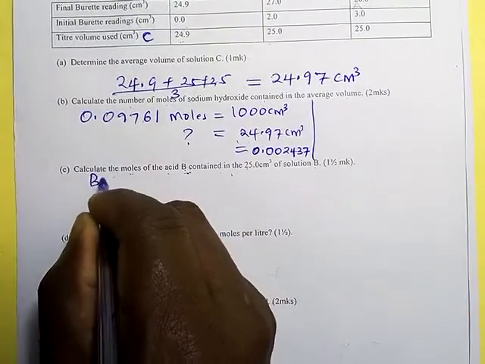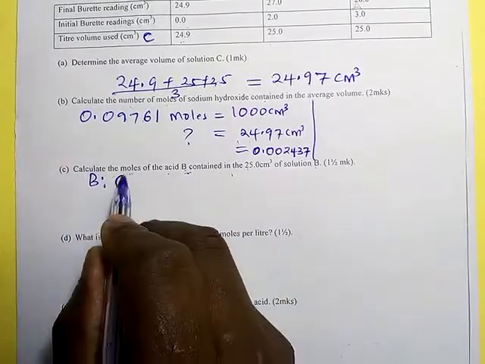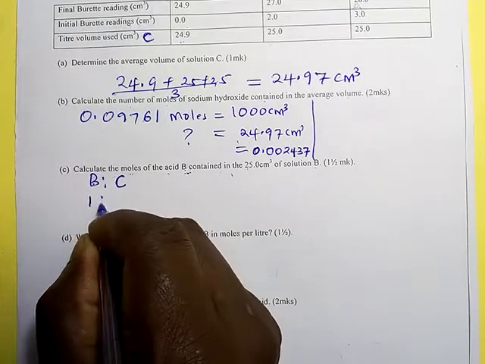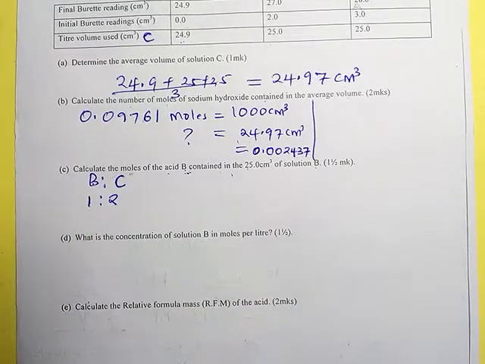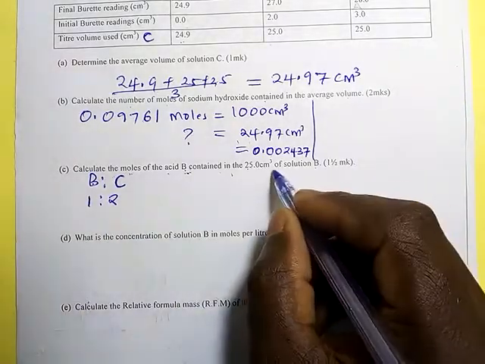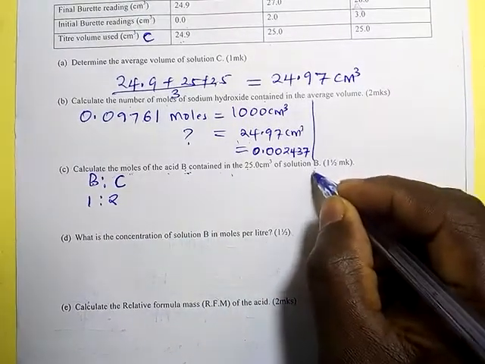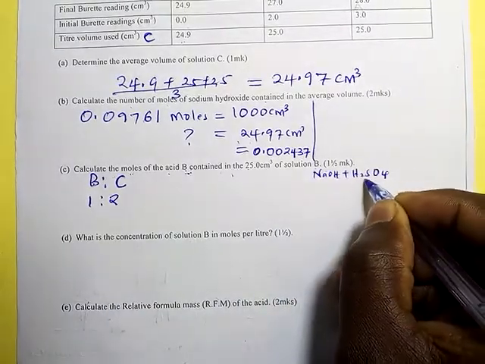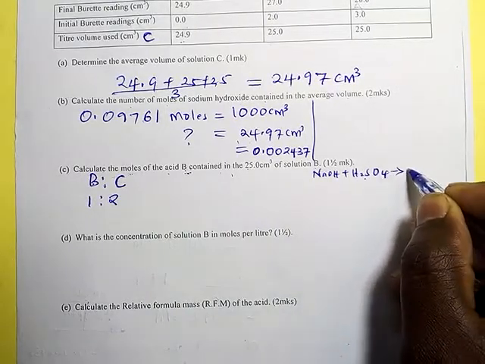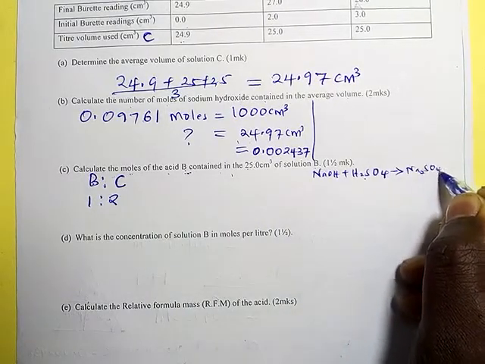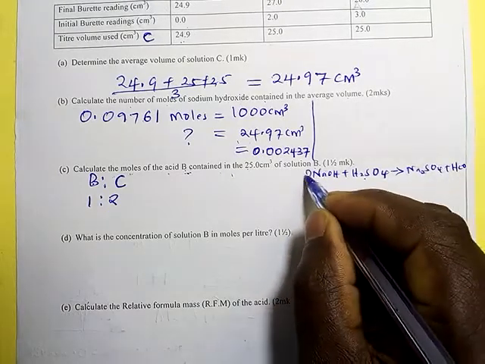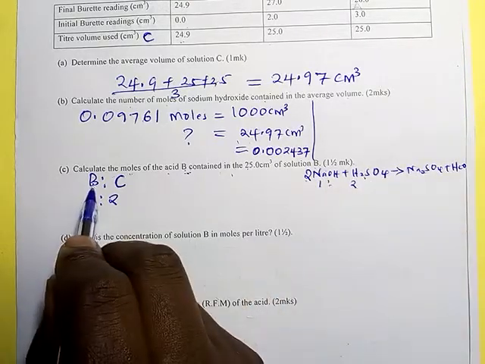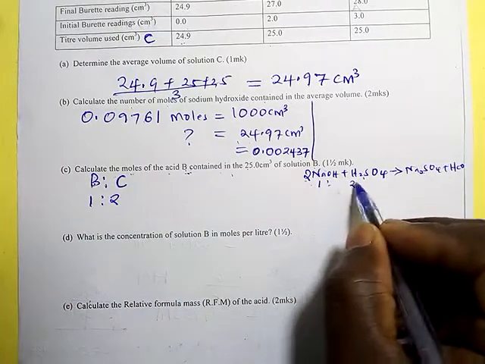Now B versus C. Since this one is a diabasic, the ratio is going to be 1 to 2. If you are wondering how, for example, let me use sodium hydroxide plus sulfuric acid. The one we know because it is a diabasic like sulfuric acid. What we are going to get is sodium sulfate plus water, isn't it? So the ratio for the base and the acid is going to be 1 to 2.